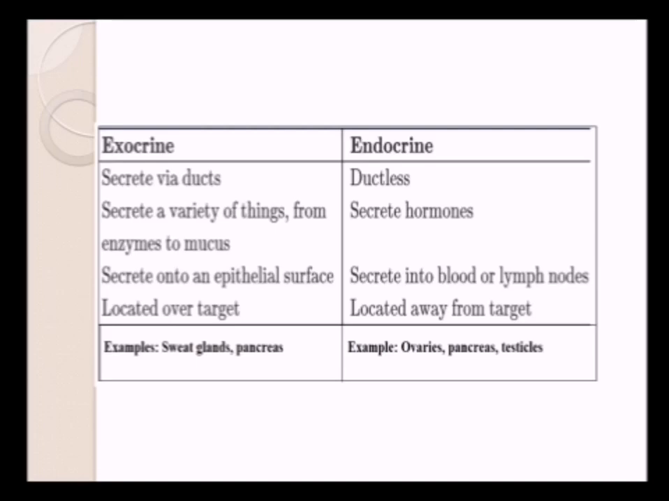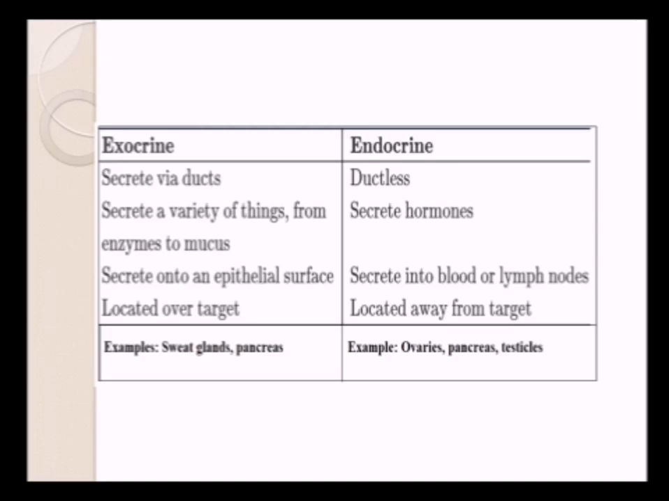Some examples of exocrine glands are the sweat glands, the lacrimal glands in the eyes that secrete tears, and the pancreas that secretes digestive juices. Those digestive juices, as we discussed before, are transported by ducts into the duodenum, which is the first part of the small intestine. Whereas some examples of endocrine glands are the ovaries, which we're going to study more in this document, the pancreas that secretes some hormones, one of which is insulin, and the testicles that secrete testosterone, which is the male sex hormone transported by the bloodstream.